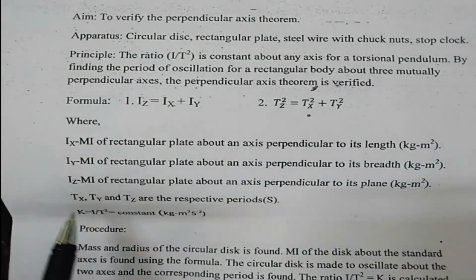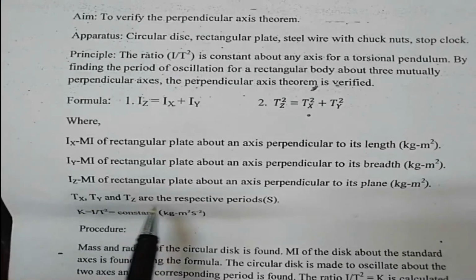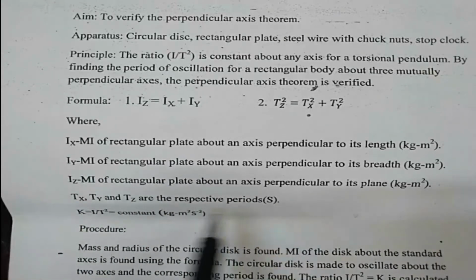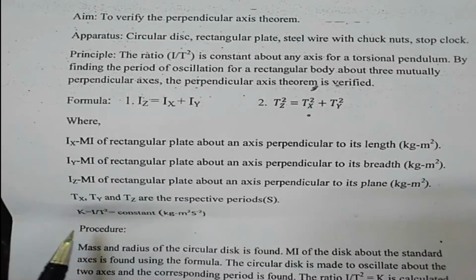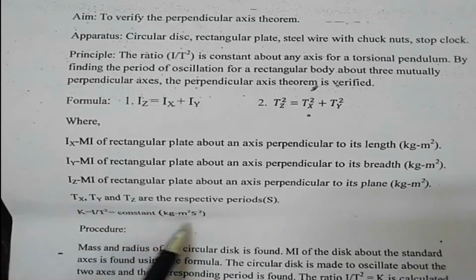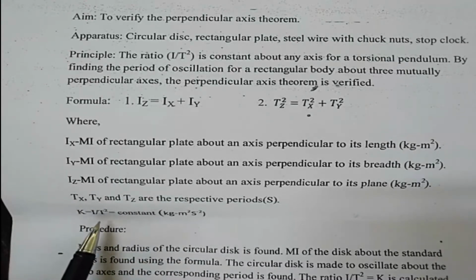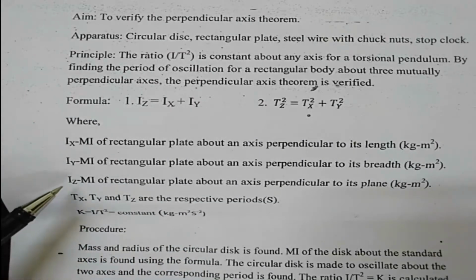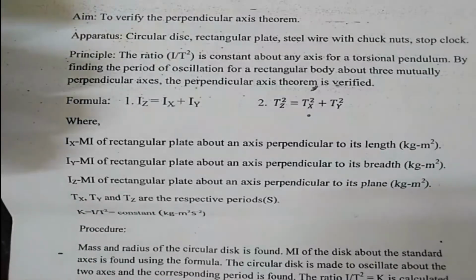Then tx, ty, tz are respectively the periods of oscillations of the given body. Then k is actually the ratio I by t square, a constant value, and it is applicable for any shape of the body. So you are finding the value of k using the circular body first, and then using that value of k you are calculating the moment of inertia Ix, Iy, Iz in the experiment. Now let us see the observation part.